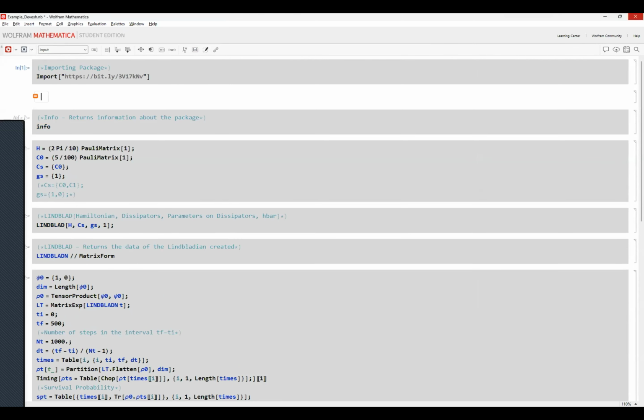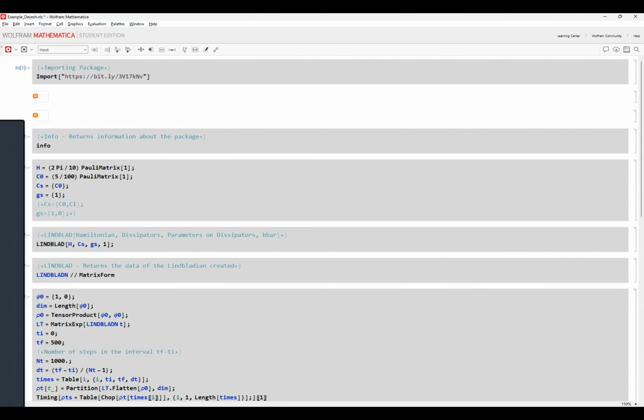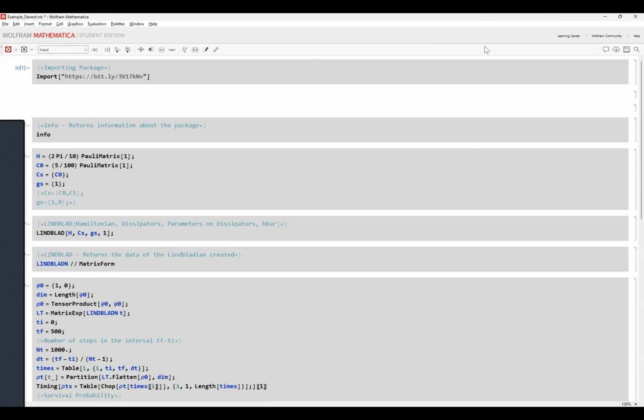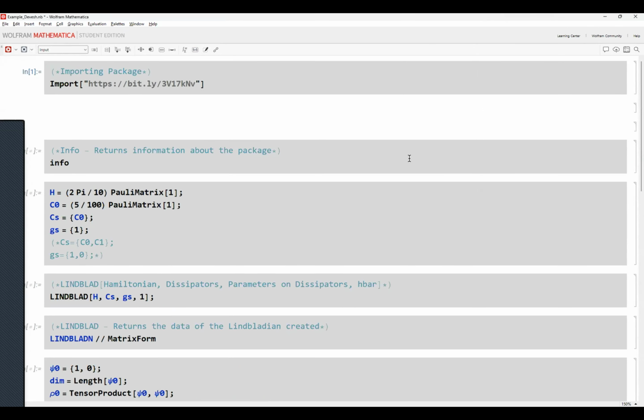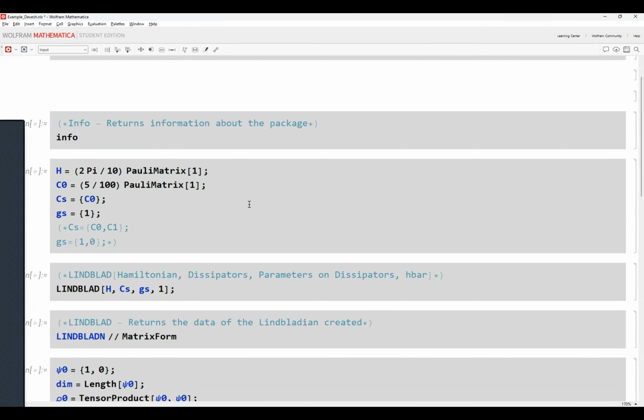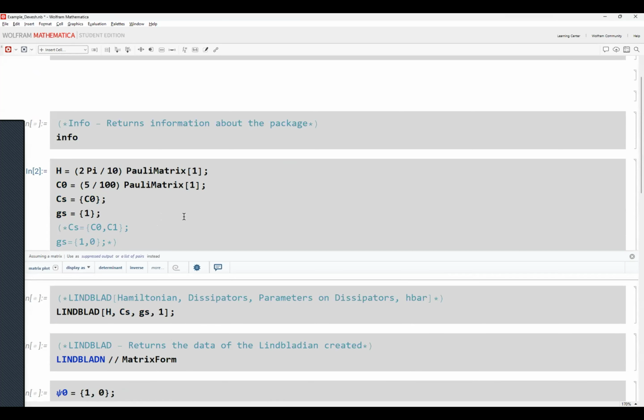Okay, Hamiltonian polymatrix 1, C0 polymatrix, fine. Then GS is what? And CS. Sorry, one second. I'm just trying to make it bigger so people can see. What is GS? GS is our gamma, so it's the amplitude of the dissipation. Okay, fine.